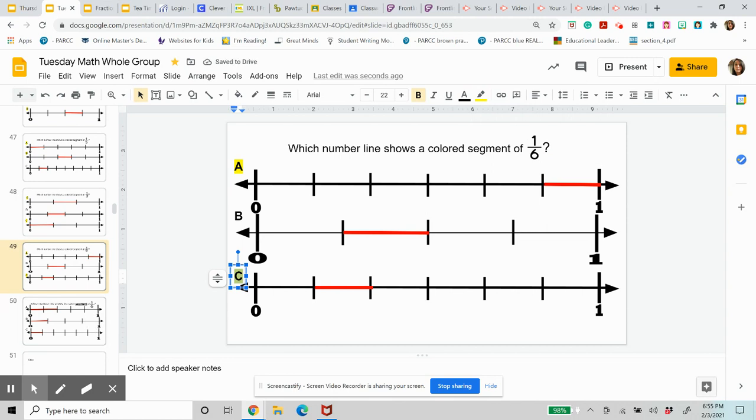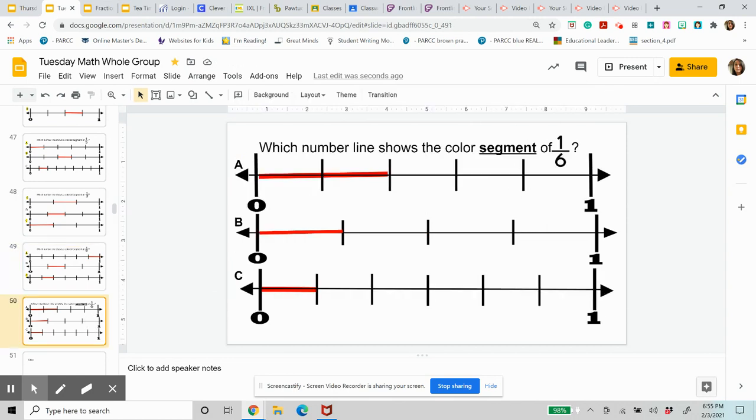And let's try the last one. Which number line shows the color segment of 1/6? So you can have your number, slide 50, A, B, or C, or maybe there's multiple.